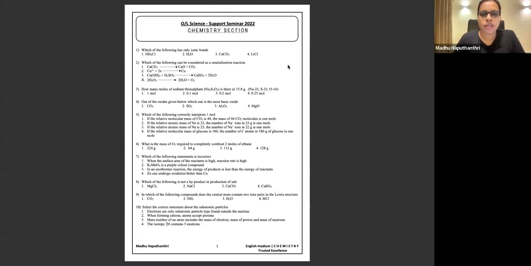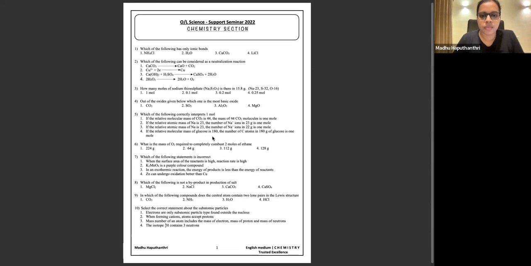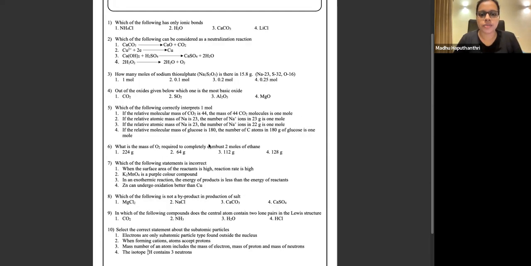Can you all confirm whether the screen is clear enough? Can everyone see this properly?